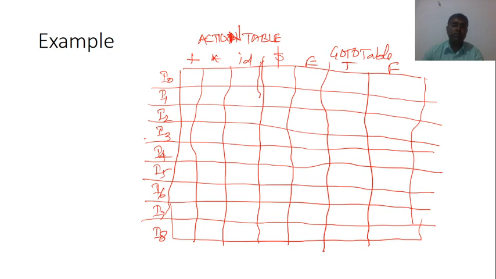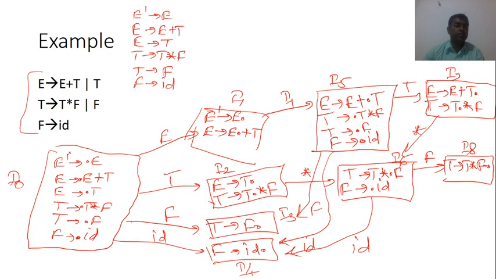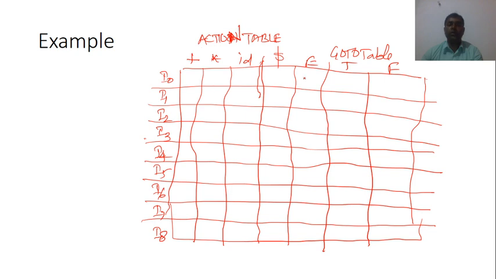Now our task is to fill this table. How will you fill this table? Go to your items. I0, if I read E, then I will get I1. When you read variables, in that case the entry will be in the go to table. What I have to enter? I0 row, E column, 1, the subscript of this one.